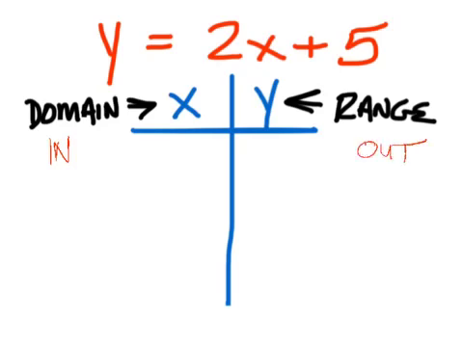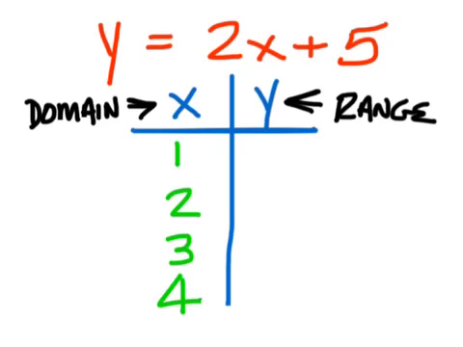In terms of a pop machine, this will be the money that goes in. This is the can of pop that comes out. So if I plug in the numbers 1, 2, 3, and 4 into this function, I should get back the following numbers. If I put a 1 in here, 1 times 2 is 2, plus 5 is 7. So I put in a 1, and I got back a 7. That's generated an ordered pair of 1, 7.